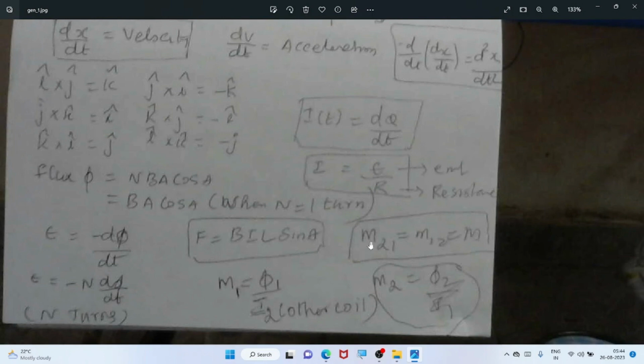This is the mutual inductance of two coils. If we take M1 and M2, the mutual inductance of 2 with respect to 1 and of 1 with respect to 2 will both be the same. The mutual inductance is equal to the magnetic flux on the coil divided by the current on the other coil. This is the EMF, the rate of change of the magnetic flux over time. This is for N turns.